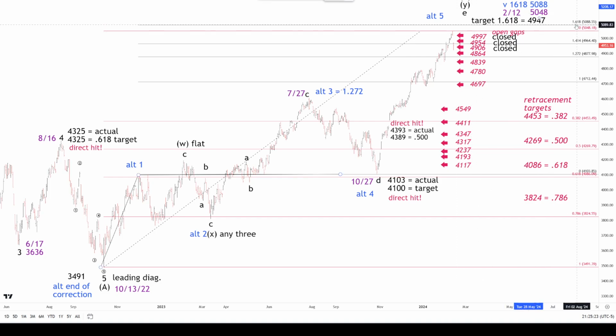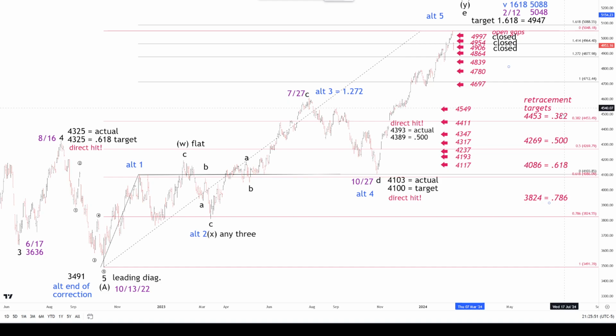We had a 50.88 target, hit 50.48. Interesting thing here is, let me count it. 1, 2, 3, 4, 5, 6, 7, 8, 9, 10, 11, 12, 13, 14 open gaps. We closed 3 of them within today or the last 2 days. So we can count this 5 waves up from the October 2022 low into yesterday's high.